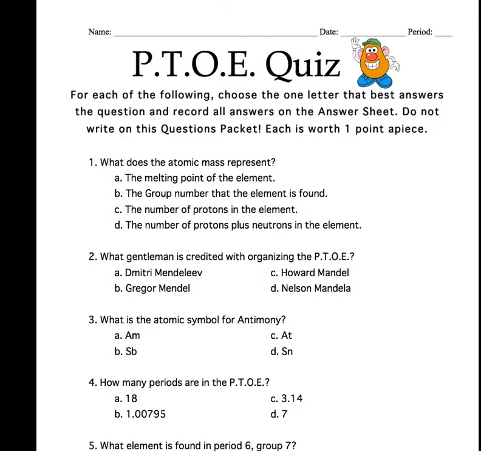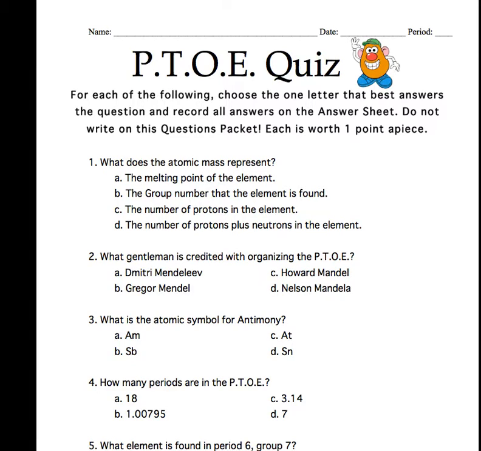Number 2. What gentleman is credited with organizing the periodic table of elements? Is it A, Dmitri Mendeleev, B, Gregor Mendel, C, Howard Mandel, or D, Nelson Mandela? Number 3. What is the atomic symbol for antimony? Is it A, AM, B, SB, C, AT, or is it D, SN?